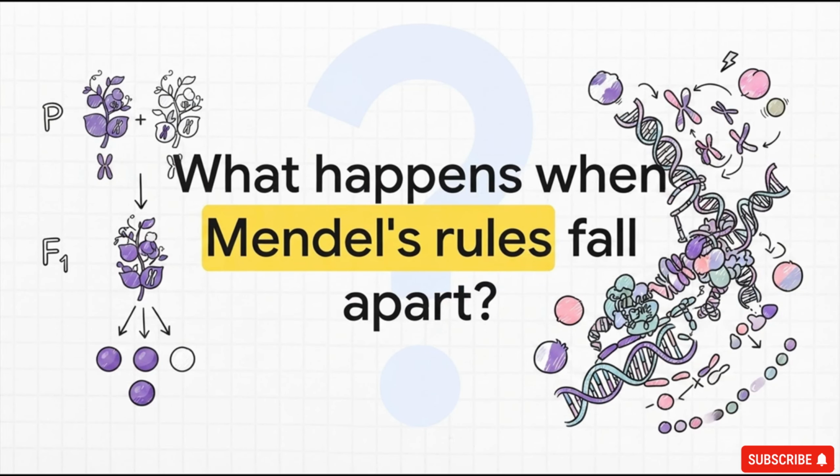Because, look, we all learned Gregor Mendel's rules. You know the drill. Dominant alleles perfectly mask recessive ones. It's super neat, it's totally predictable, and honestly, it's almost never the whole story. So what actually happens inside our cells when those neat, predictable ratios just completely break down? Well, that is exactly what we're going to uncover today.